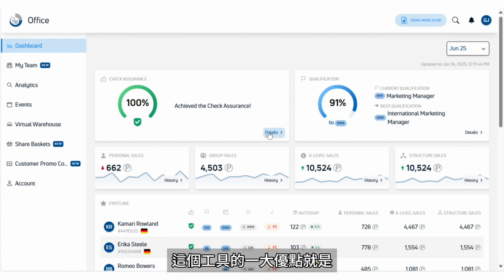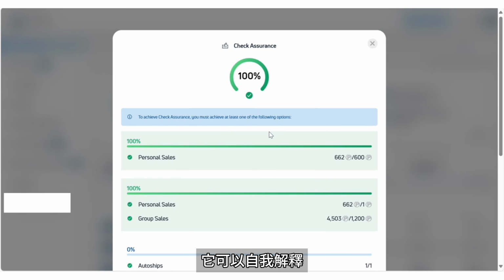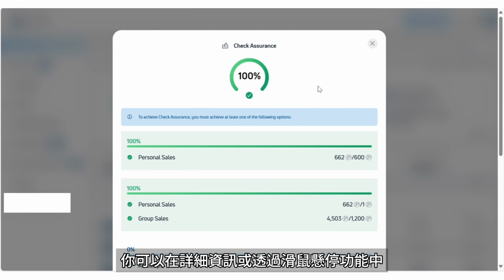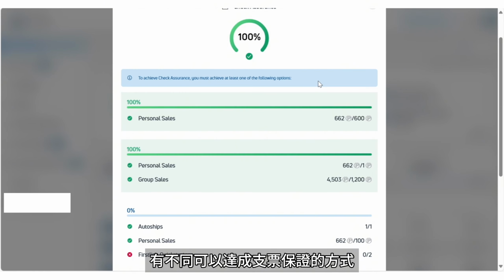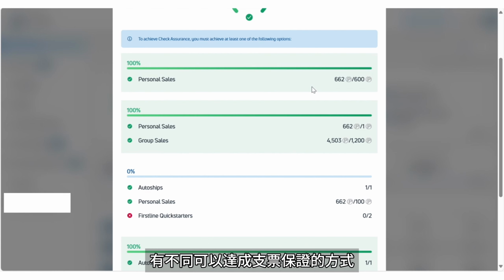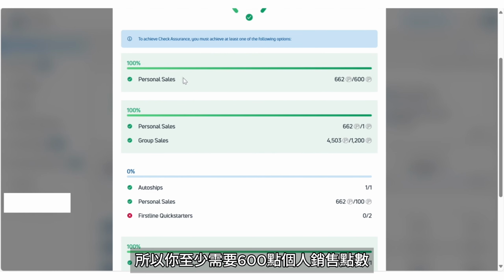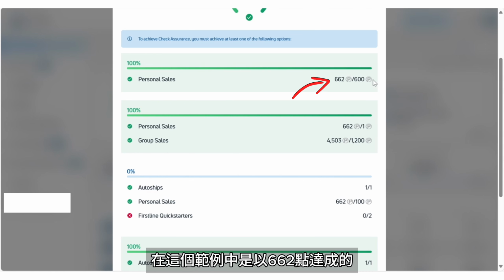And it is one of the great advantages of this tool that it's self-explainable. You find all different explanations and variations in details or with mouse over functions. So here you see that there are different varieties how to achieve the check assurance. You can do it via personal sales. So therefore you need minimum 600 points, which is achieved in this example with 662 points.